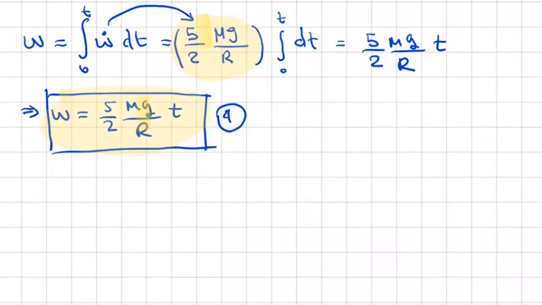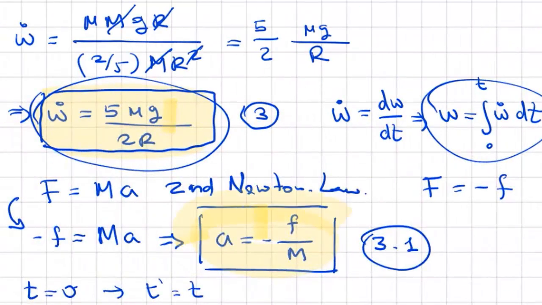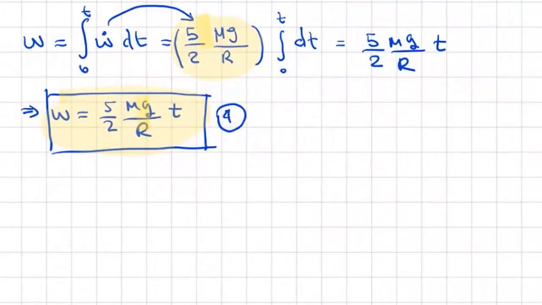Okay, we have equation number 4. We have the angular acceleration, and the angular velocity. But now we are going to talk about the linear velocity. Remember, the body has a linear velocity because it has a deceleration that we talked about in equation 3.1. Eventually, obviously the ball has a linear velocity, so let's talk about it.